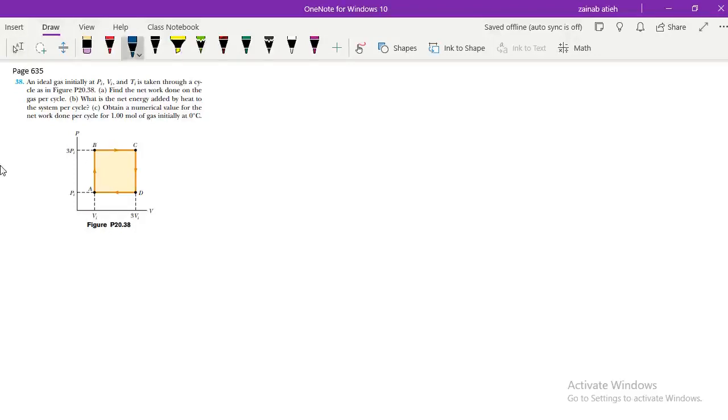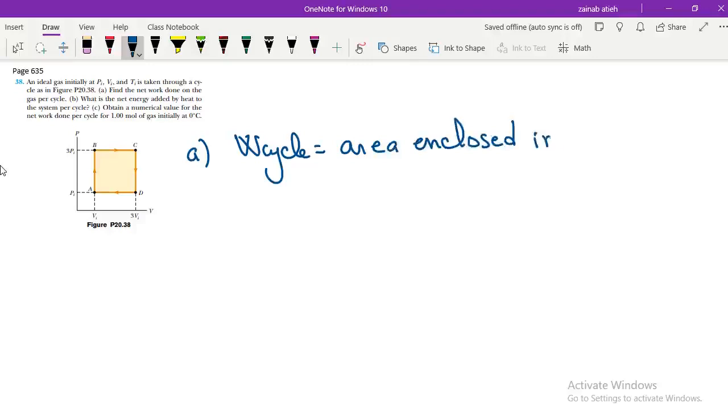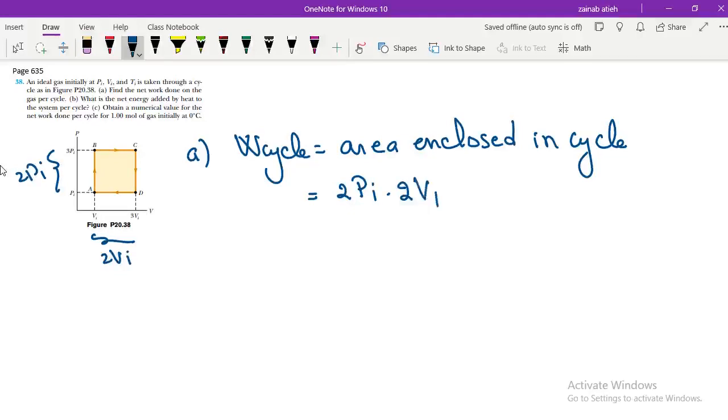So we can say that in part A, the work of a cycle is equal to the area enclosed in the cycle. Here you can see that we have 2 Pi, and along the bottom we have 3 minus 1, which is 2 Vi. So I will get 2 Pi multiplied by 2 Vi, which gives me 4 Pi Vi. Remember that Pi and Vi are the initial pressure and volume. So this is the work done by the cycle.